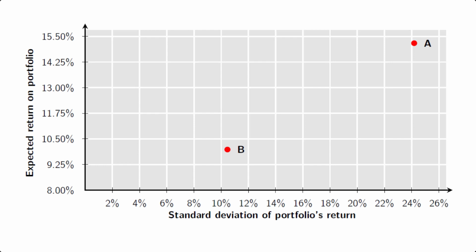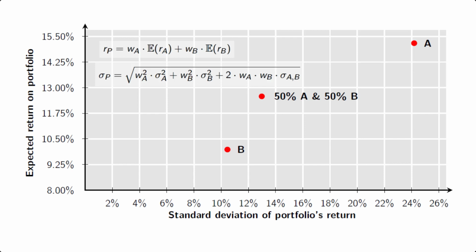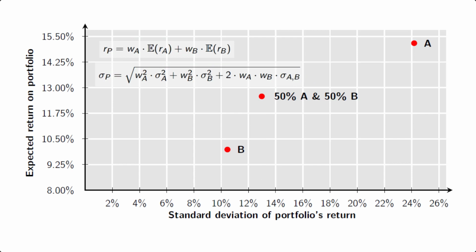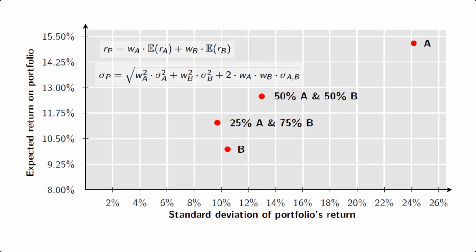Now, with these two assets, we can create certain portfolios. We could, for instance, create a portfolio which has 50% of asset A and 50% of asset B. And in order to know what the portfolio return and portfolio standard deviation will be, we can use these two equations to calculate it. Now, there are various other portfolios that we could create. We could, for instance, have a portfolio consisting of 25% of asset A and 75% of asset B. Or we can do the exact opposite and have a portfolio consisting of 75% of asset A and 25% of asset B.